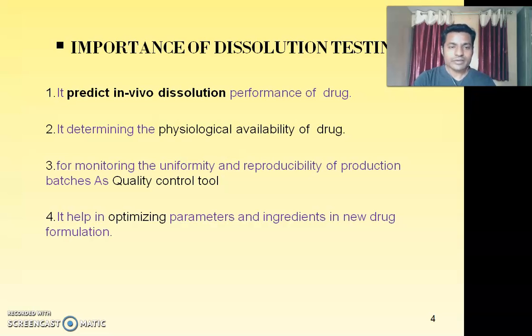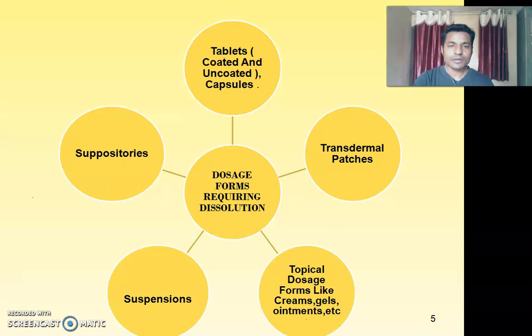Then the fourth one is that it helps in optimization of parameters and ingredients in a new drug formulation, meaning it helps in optimizing the formula, right? When we are going to formulate any tablet, for example, we have to set the formula first, right? How much disintegrant we use, how much binder we have to use, how much lubricant we have to use for the formulation. These are all optimizations we can do with the help of dissolution data, right?